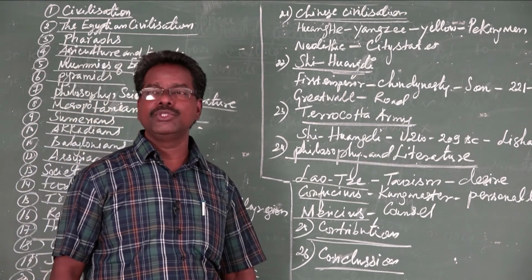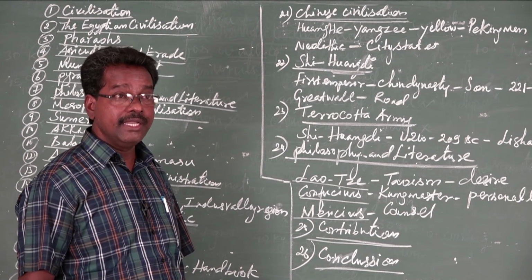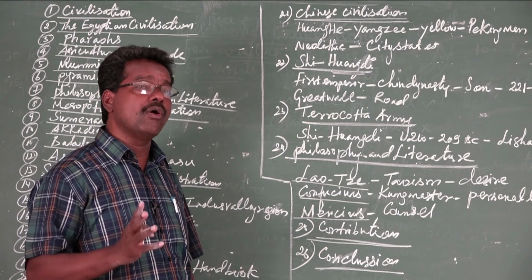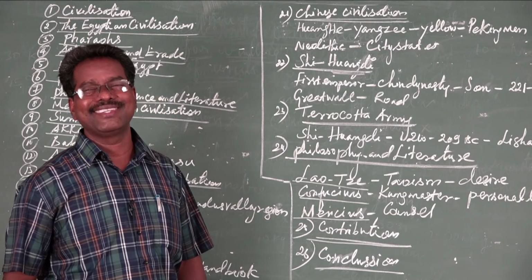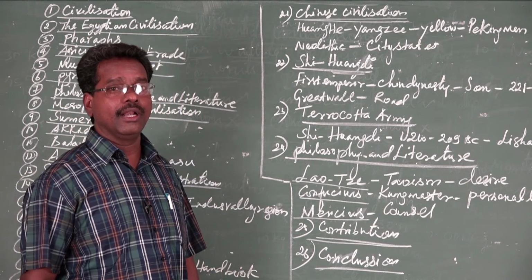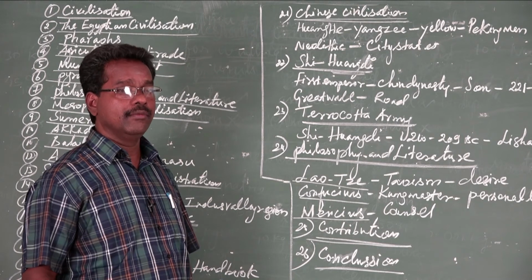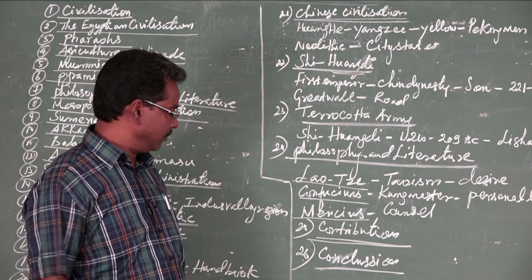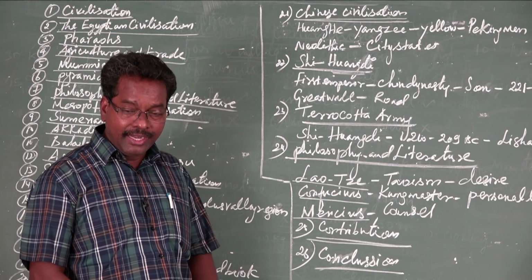Chinese contribution: the Chinese contributed many things, but four were very important contributions. For example, invention of writing, invention of paper, then gunpowder and the Silk Road also. Okay, so I explained everything.